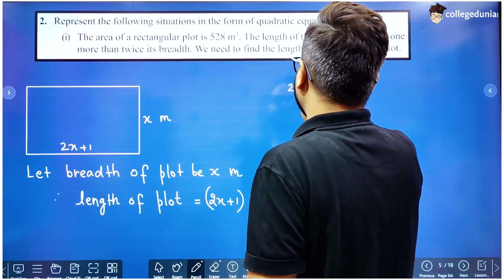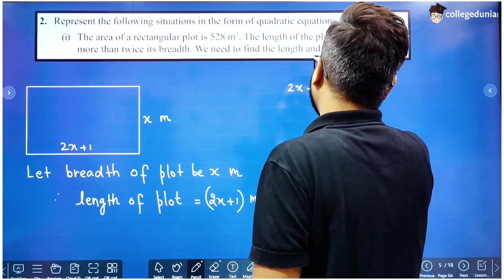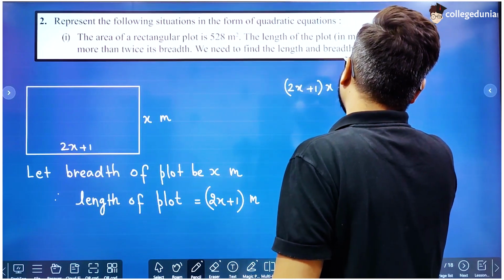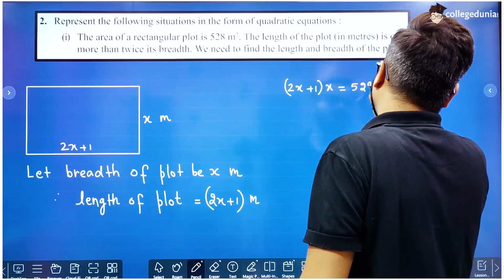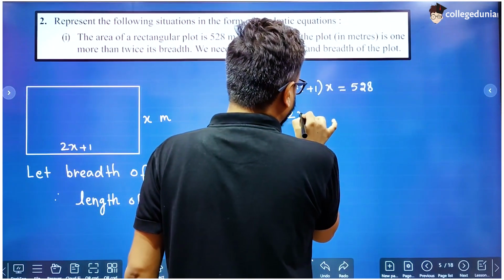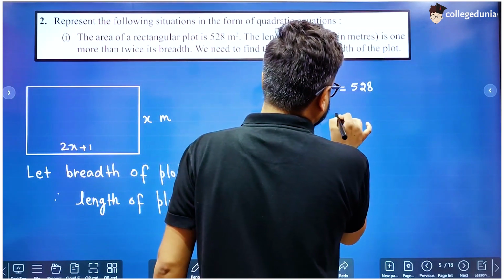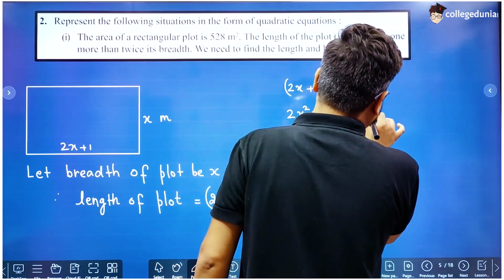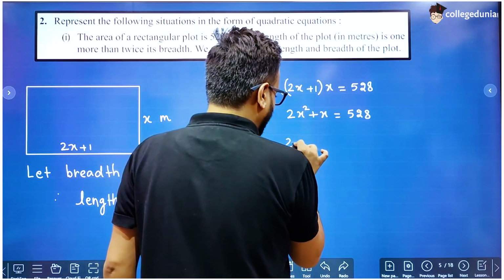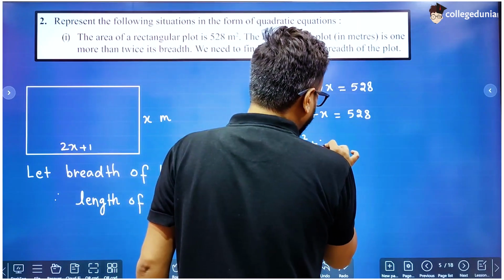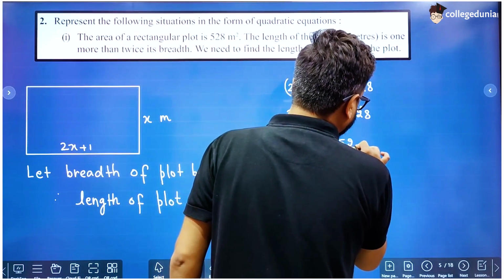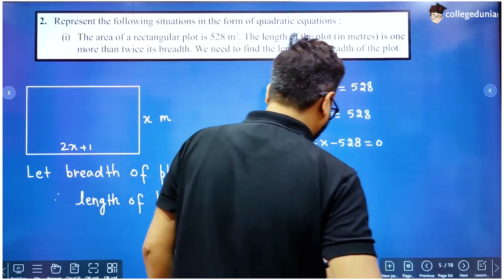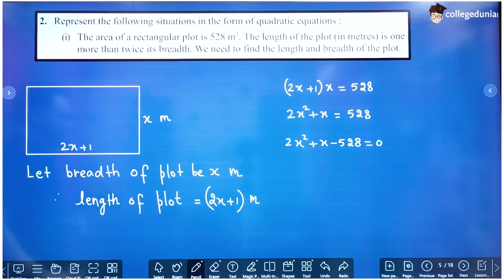So area is length into breadth, that is 2x plus 1 into x, and that is 528. So this is 2x square plus x equal to 528, or 2x square plus x minus 528 equal to 0. So that is the quadratic equation.